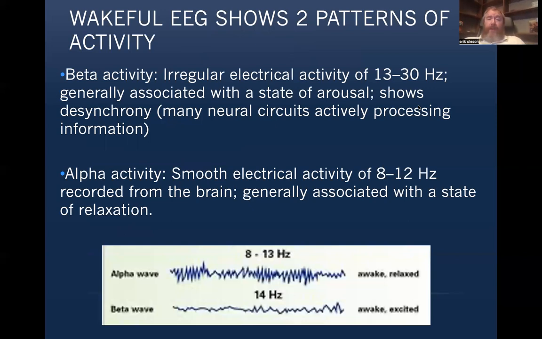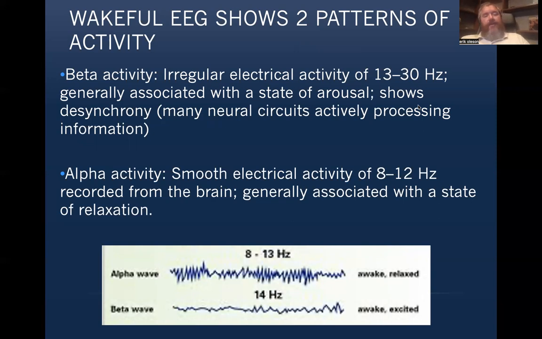During wakefulness, you see two patterns of activity in association with brain waves. These are beta activity and alpha activity. And in most phases of sleep that we're going to be talking about, we're primarily going to be talking about EEG output. So beta activity would be irregular activity of about 13 to 30 hertz. It's generally associated with a state of arousal. And you also see desynchrony, suggesting that many neural circuits might be actively processing information concurrently.